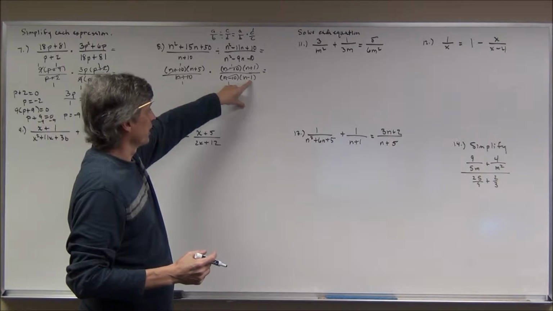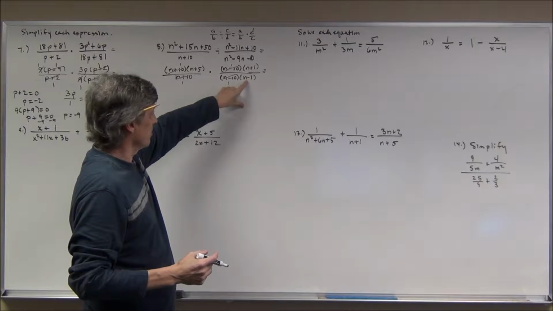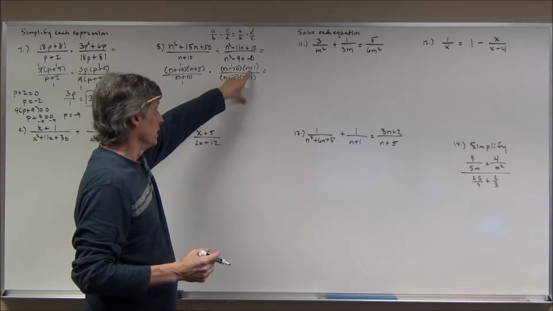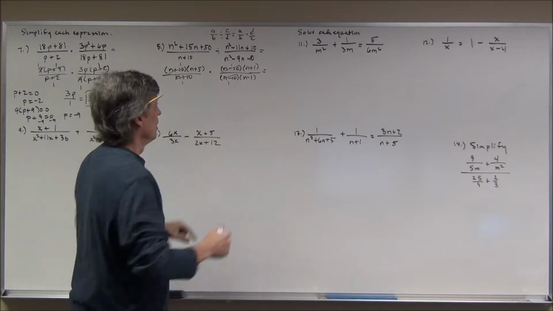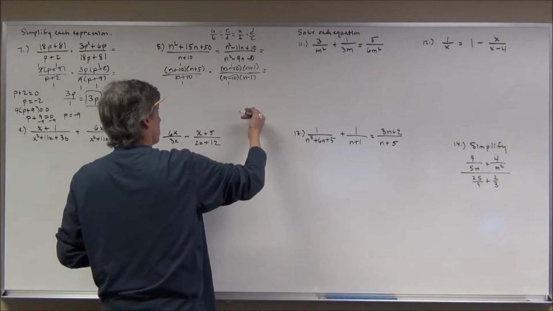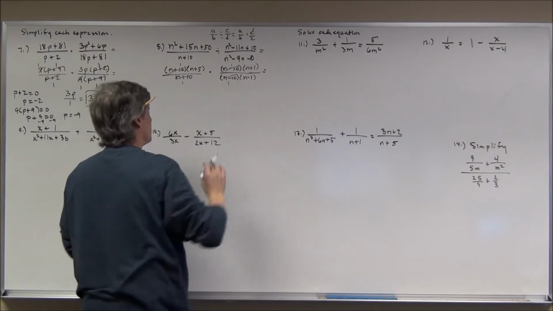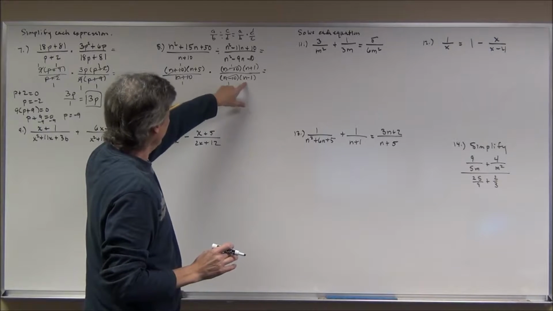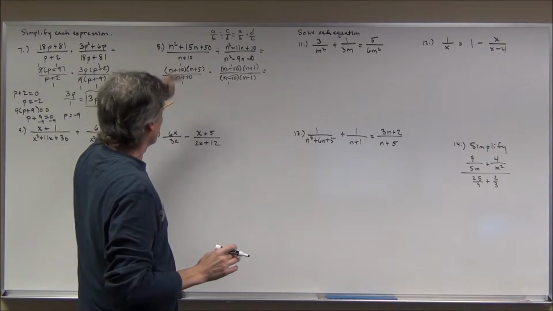There is an opposite trick that sometimes occurs, like if this is n minus 1 and this is 1 minus n. Those are opposites, and they would cancel with a 1 and a negative 1 if this was 1 minus n. But these are not. These are conjugates. They don't cancel. And n plus 5 up here doesn't cancel with anything.